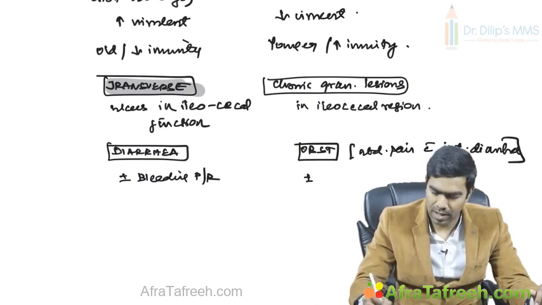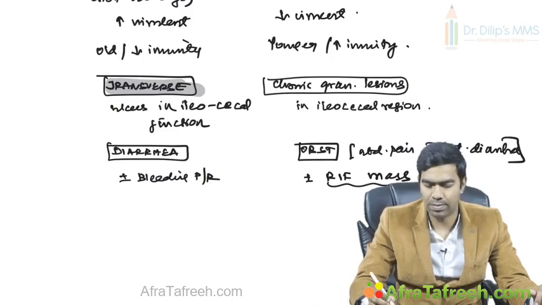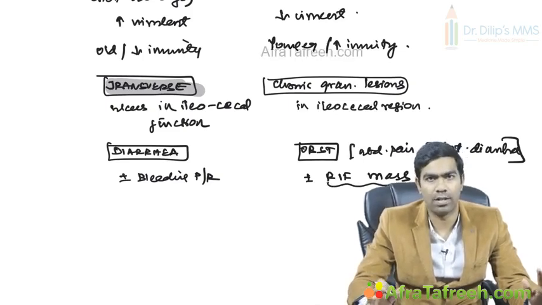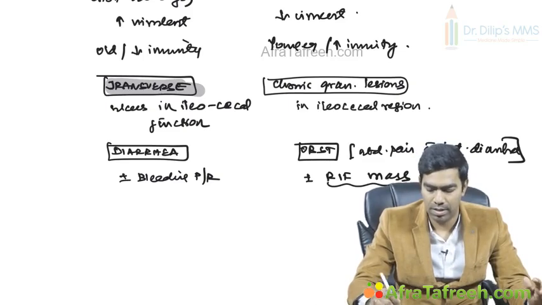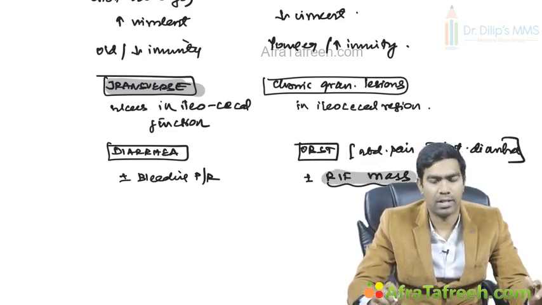And some patients may have an associated right iliac fossa mass also. That is because of the hyperplastic ileocecal region. So you might have a right iliac fossa mass-like appearance.